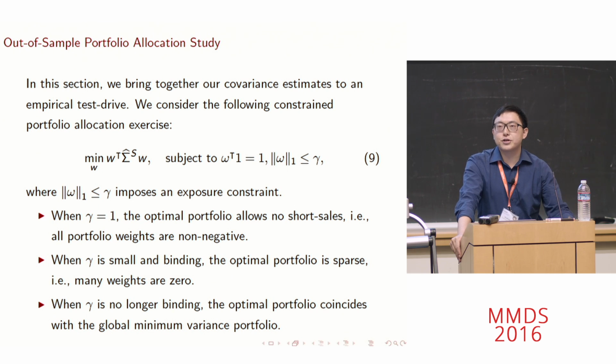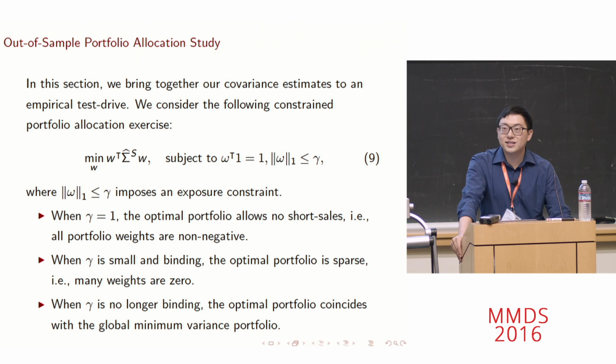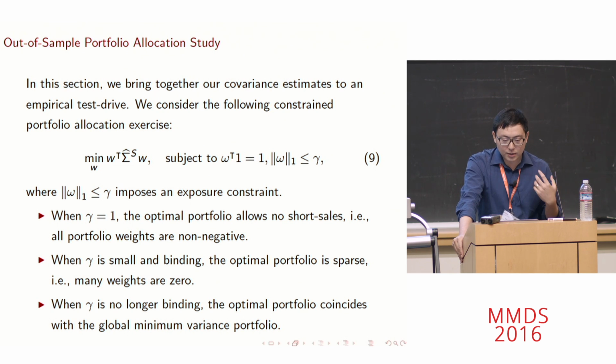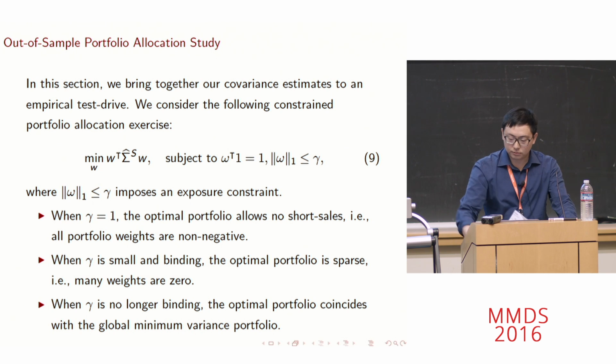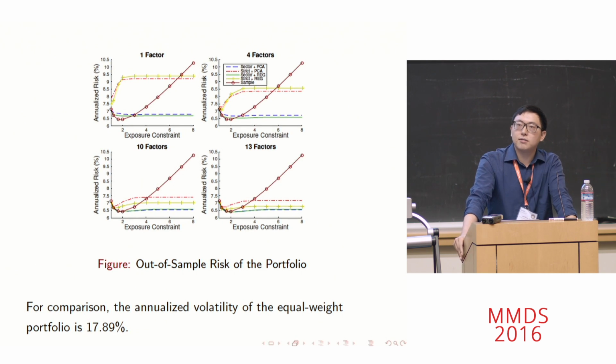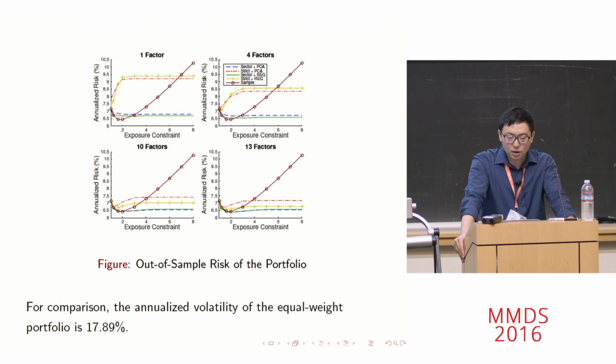Here we add an exposure constraint. We're going to do portfolio allocations for a lot of different exposures. When this gamma exposure constraint is equal to 1, we have a long-only portfolio with only a handful of stocks being selected, which is a usual thing we have seen in many lasso type of approaches. And when gamma is infinity, this is basically the minimum variance portfolio. Okay, so this is the last picture I want to show you.